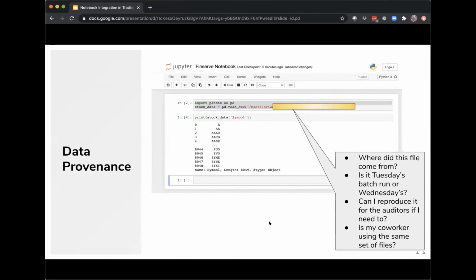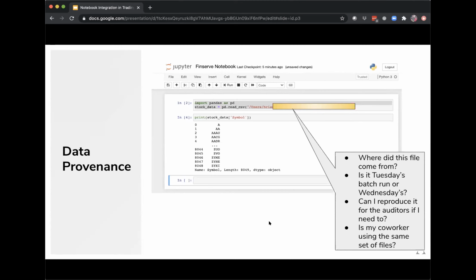So you saw in one of Lynn's examples, you know, I've got a data frame. I'm going to be loading up data from some CSV. Where did that file come from, right? Did it come from Tuesday's batch run or from Wednesday's? If I had some auditor questioning a decision that I made, I made some trading decisions based on that CSV file. Was it a good decision with bad data, or was it a bad decision with good data? You know, sometimes people care about that.